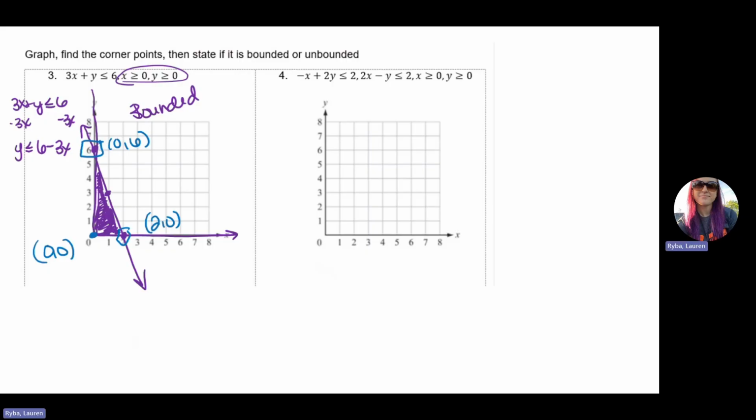Next one has 4 inequalities. Negative x plus 2y is less than or equal to 2. So I'm going to add the x to the other side. 2y is less than or equal to 2 plus x. And I'm going to divide everything through by 2. So y is less than or equal to 1 plus 1/2 x. So I'm going to start at 1, up 1 over 2. And I'm going to repeat that just because I don't know how far I have to go for my intersection of my next line.